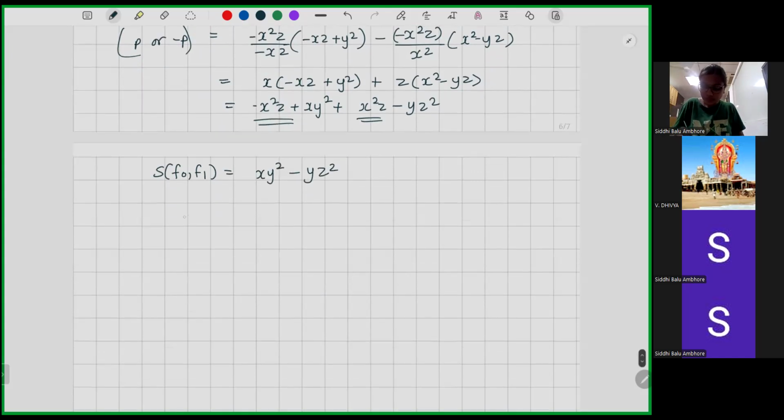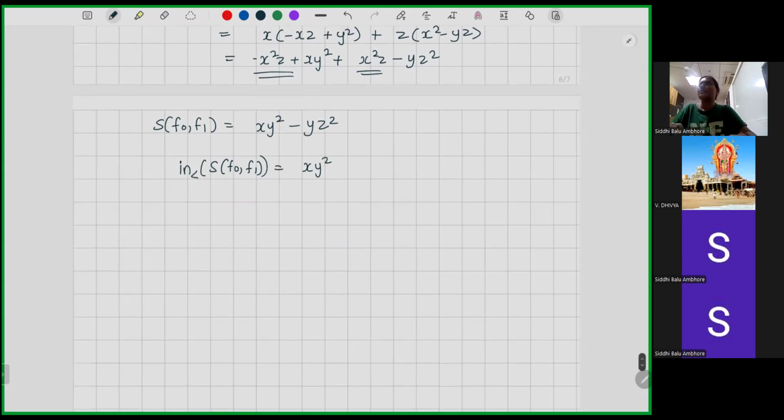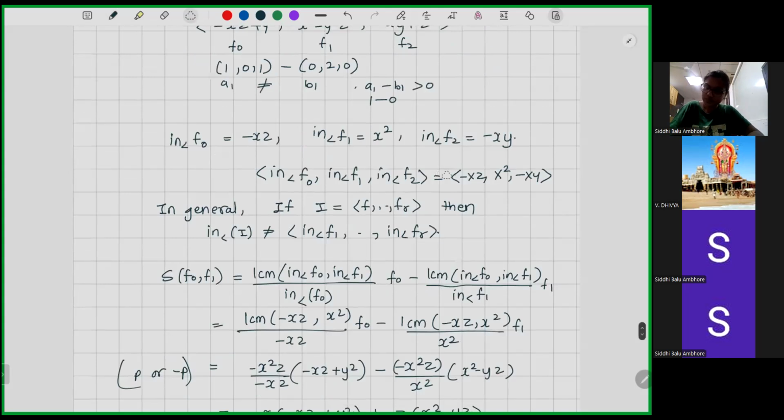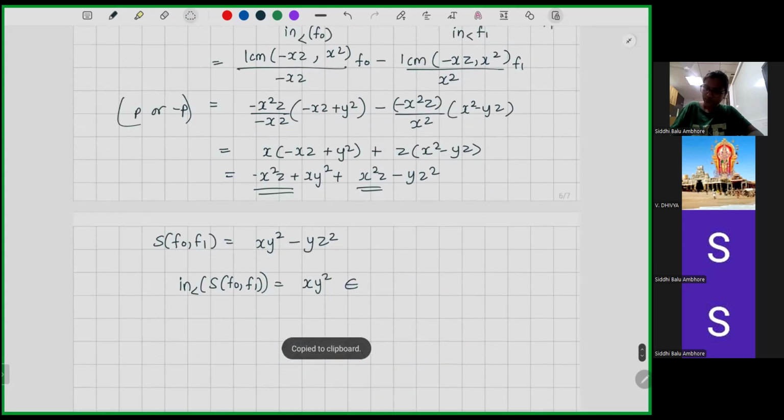And here, the initial term of this S of f0 comma f1 is xy square, right? This is a homogeneous polynomial of degree 3, so the leading term is xy square. Again, we are applying graded lexicographic order. So, does this belong to the ideal generated by the initial terms of this ideal?